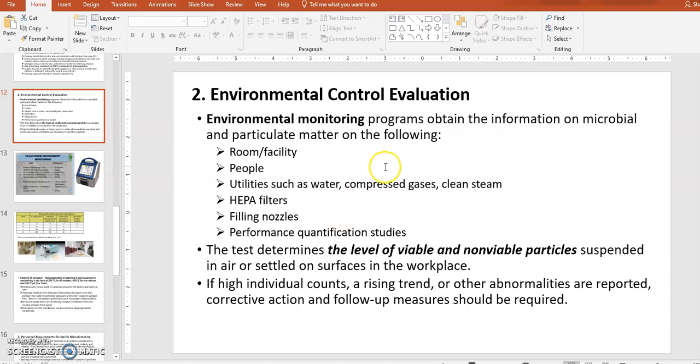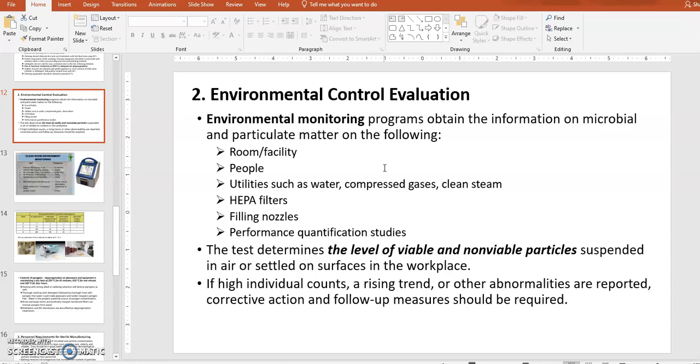And then environmental control evaluation, in other words, environmental monitoring. We talked about it so many times, the importance of it. So how do you maintain your clean room? How do you know if it's really clean or not? Because you need to take the sample and do the assays. This is how you do the sampling and assays.